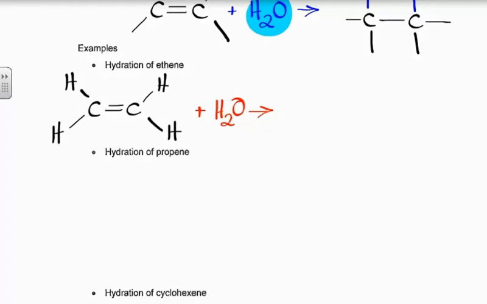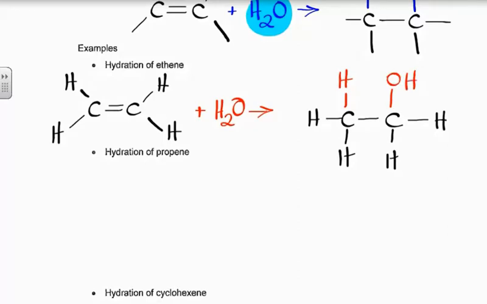Have a go at doing it for ethene. Well, just need to make sure that the double bond breaks. Hydrogen on one carbon, OH on the other. There's our product, ethanol.